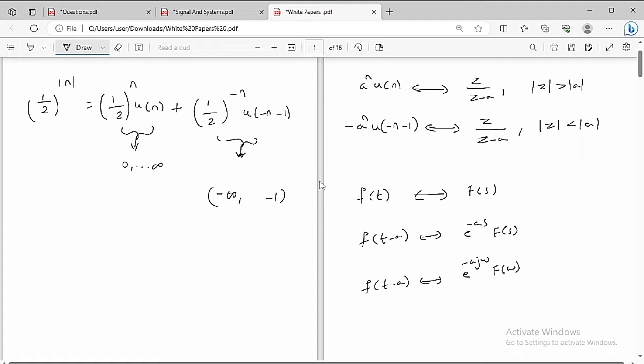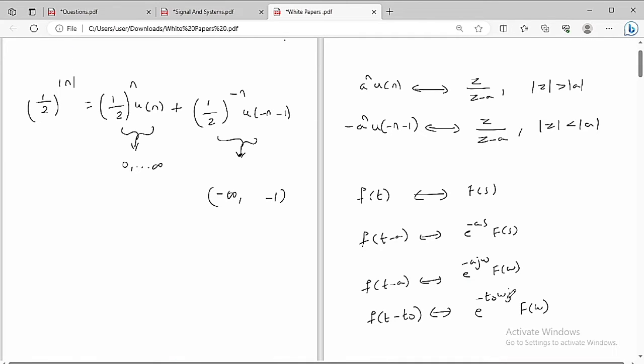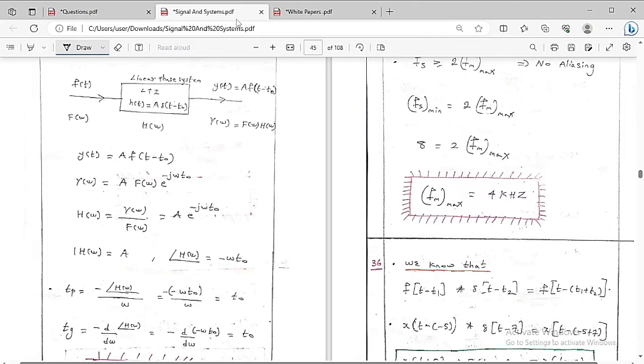So what are you going to get? Suppose I assume a is equal to t naught. Then you are going to get e to the power of minus j omega t naught into F of omega. You can write it in any fashion, the concept is the same. So what we are going to get is A into F of omega into e to the power of minus j omega t naught.